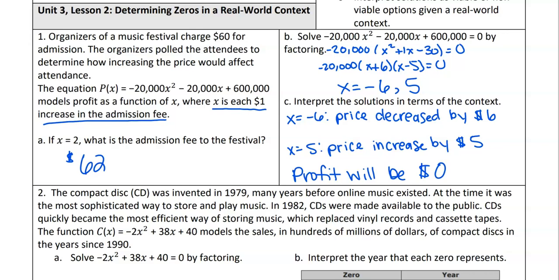Do you know what profit means? Make money. So if they're trying to adjust their ticket price to maximize their profits, if they decrease the ticket price by $6 or increase it by $5, they've gone too far, they're back at 0. So they're trying to use this equation to help maximize their profit. I would assume it's the vertex of this quadratic. You probably did a little bit of that in Algebra 1.